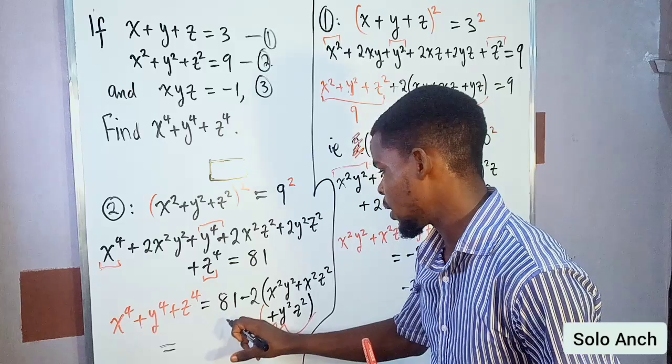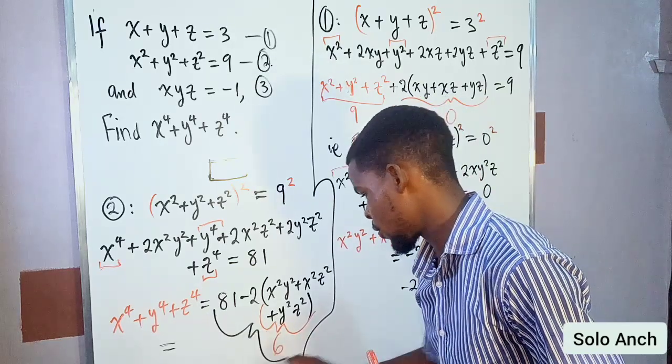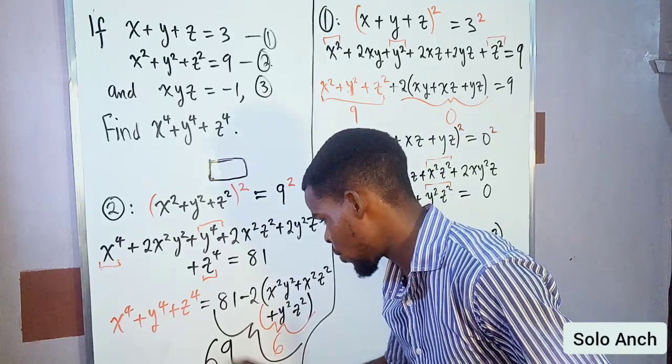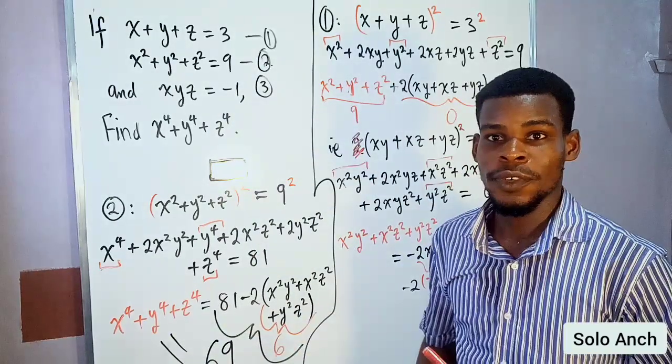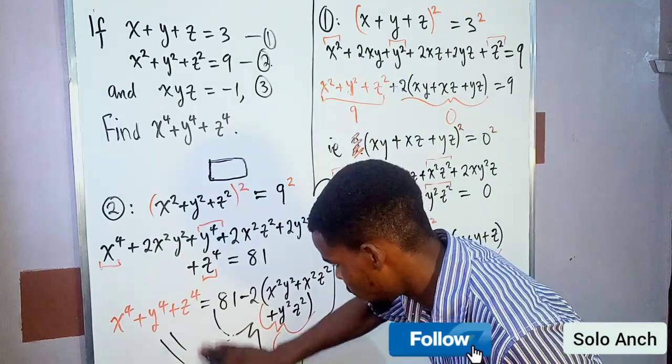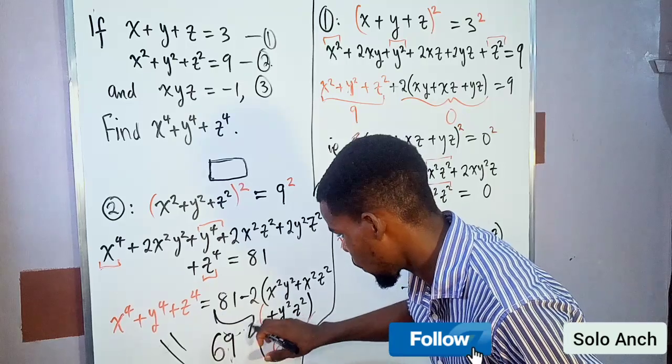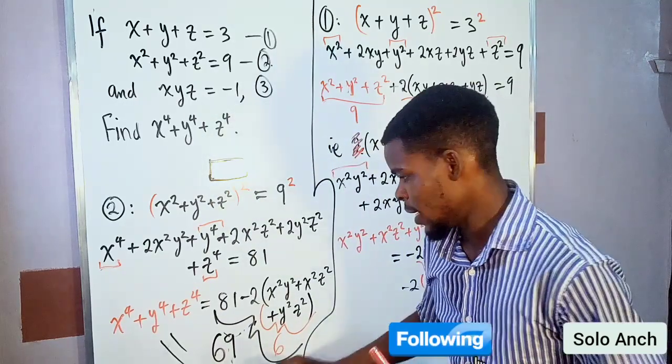So after everything, this will give us 69. And that right there is the value of x to the 4th power plus y to the 4th power plus z to the 4th power. I hope that shows very well. Okay, 69. Yeah, so you've seen that.